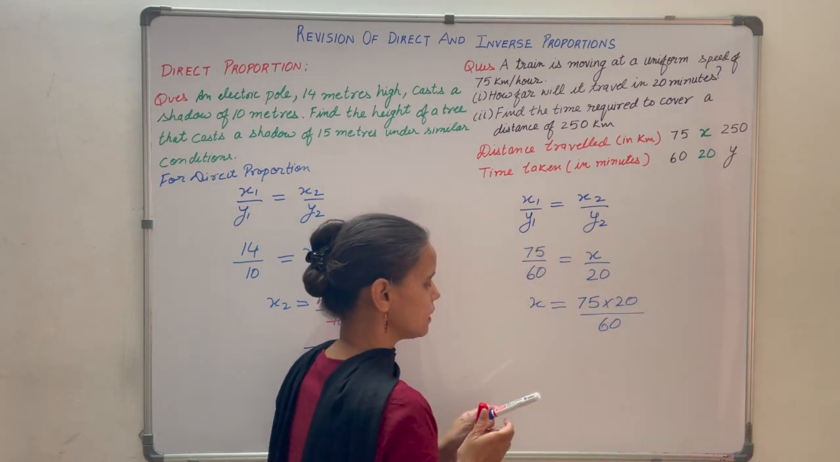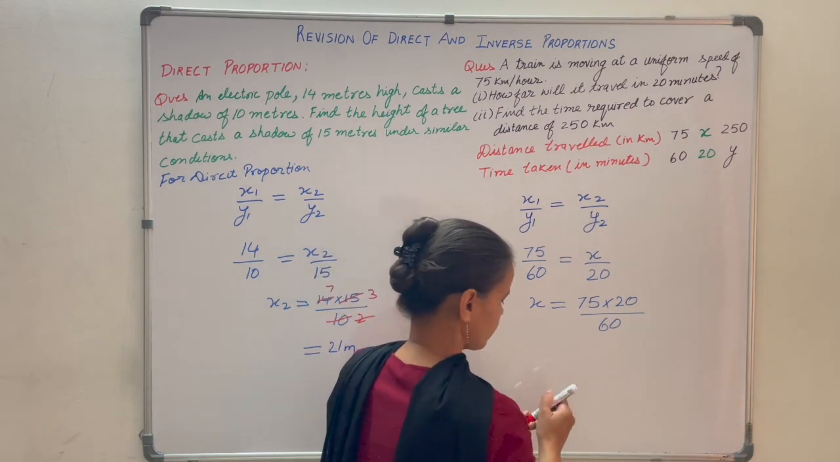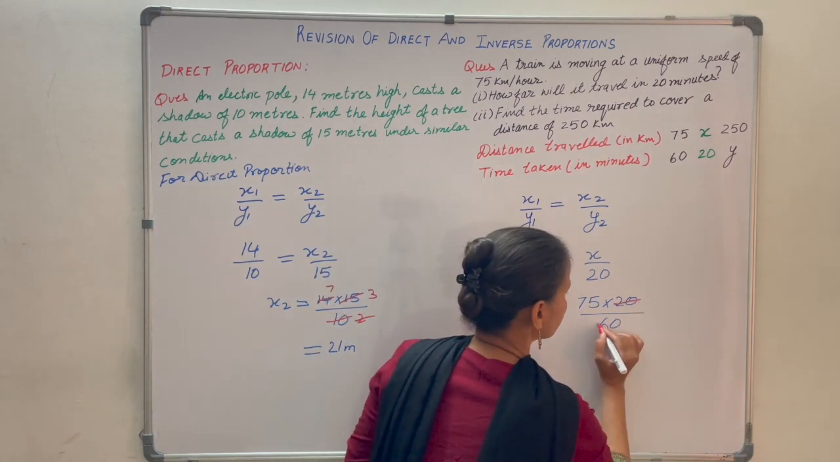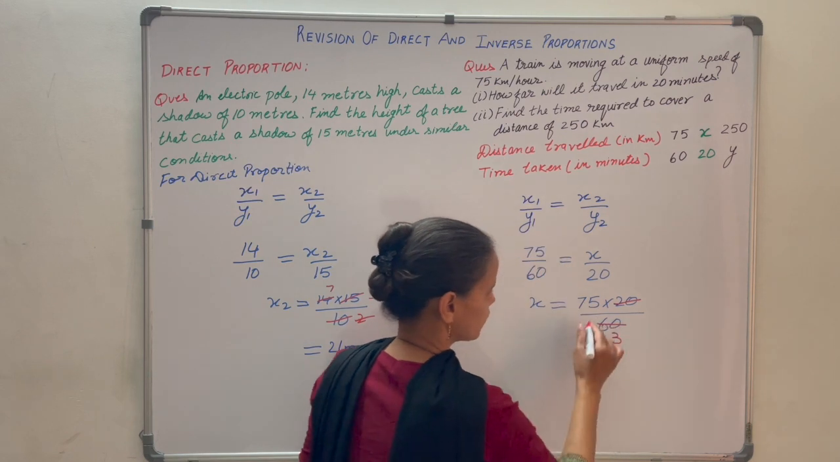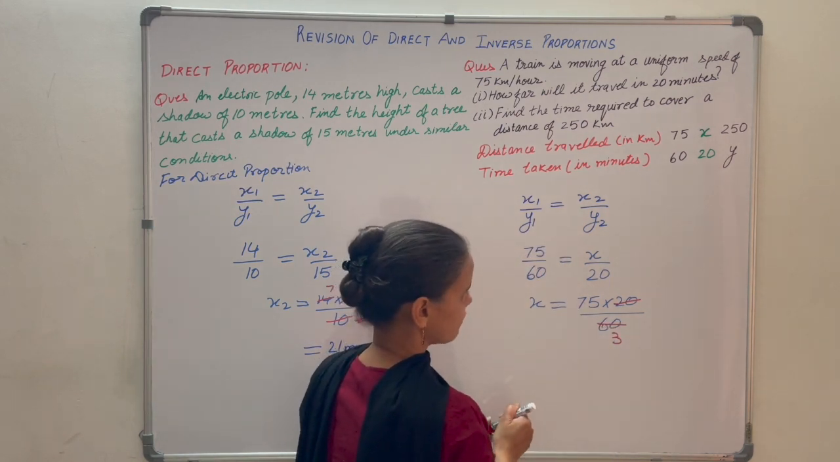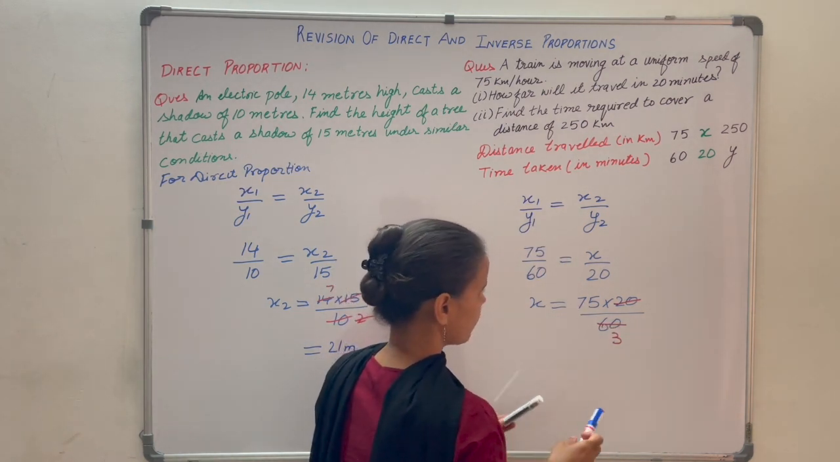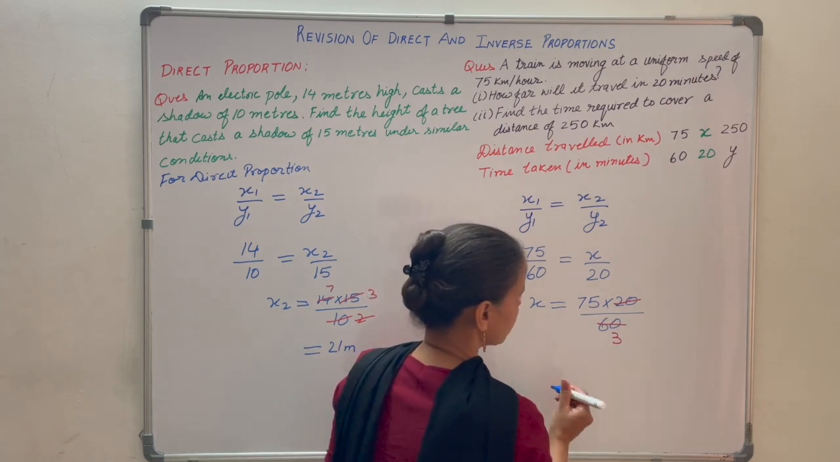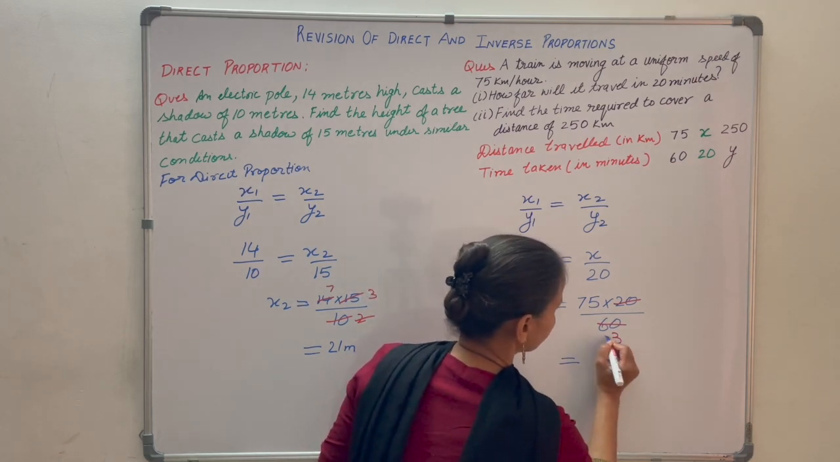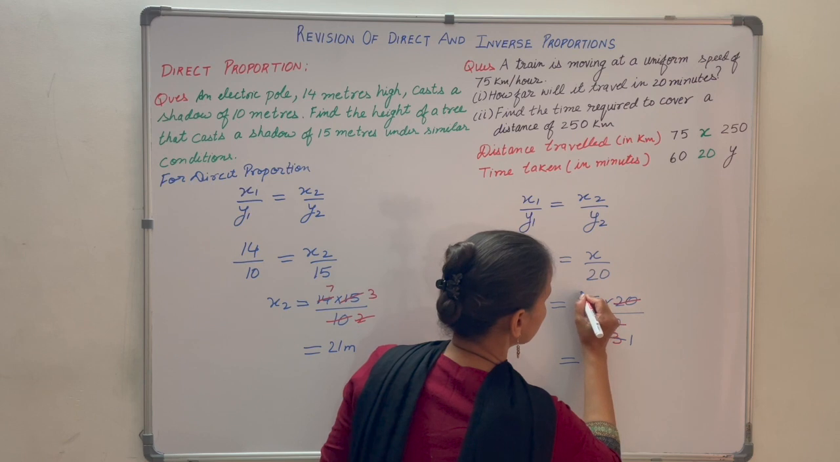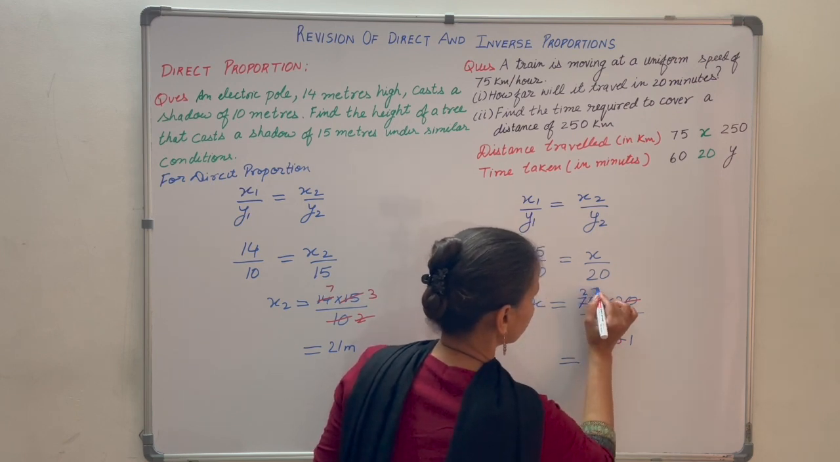So you can cancel 20 and 60. You get here 3. You can now divide 75 by 3. So when you divide 75 by 3, here you get 3 ones are 3, 3 twos are 6, 3 fives are 15.